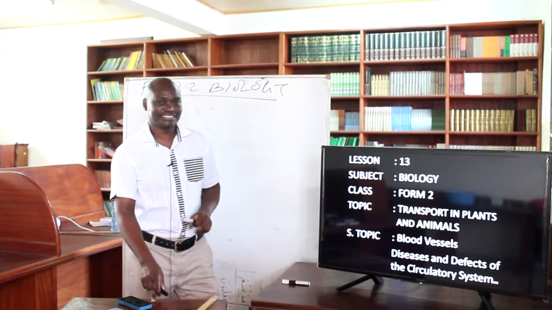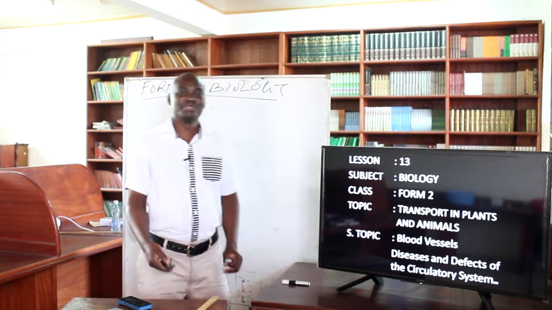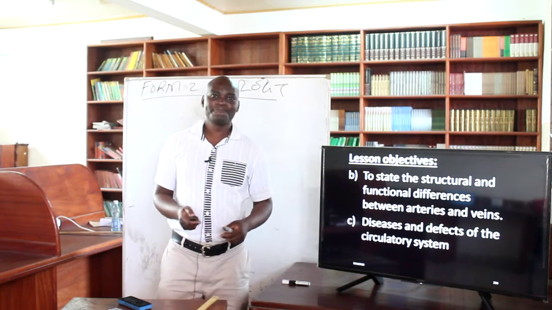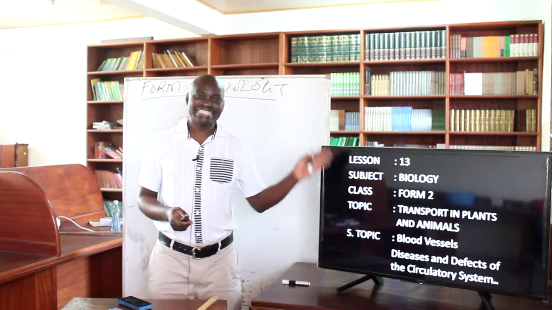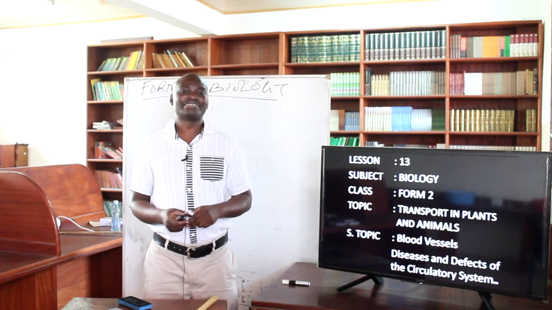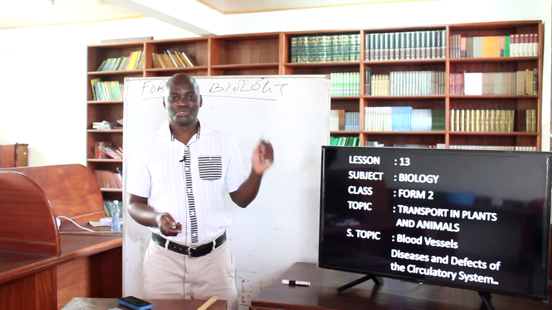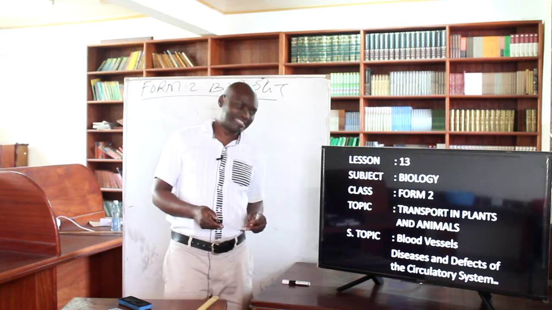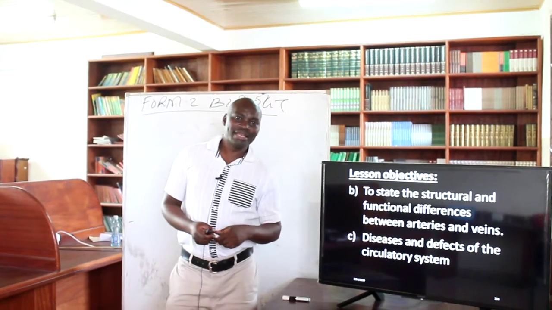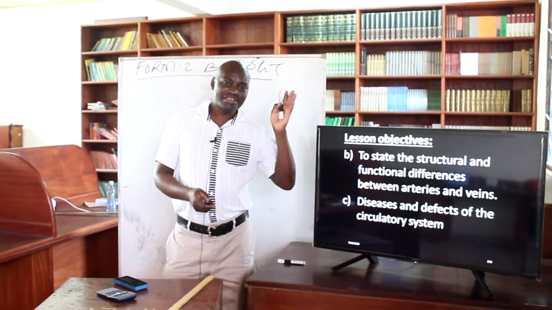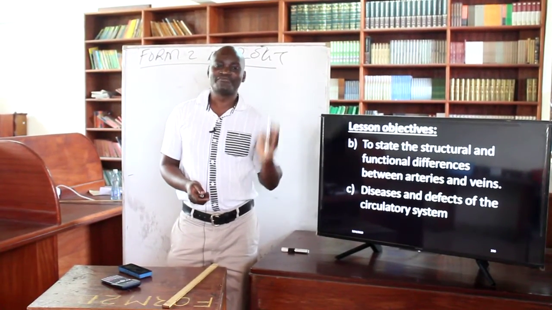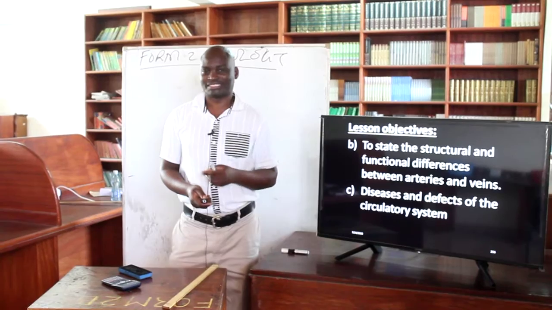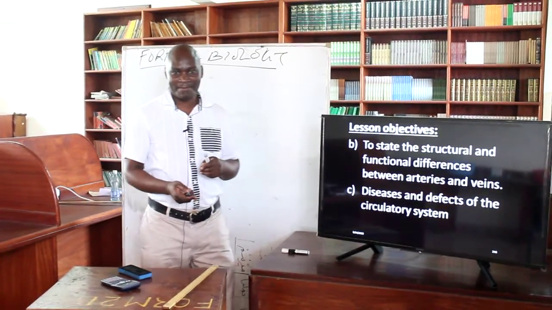This is our 13th lesson. Today we are going to continue with the blood vessels under transport in plants and animals, and look at the blood vessels and diseases and defects of the circulatory system. Our objective 1 is to state the structural and functional differences between arteries and veins. Objective 2 is to look at the diseases and defects of the circulatory system.